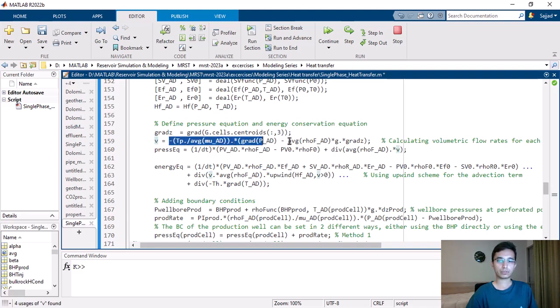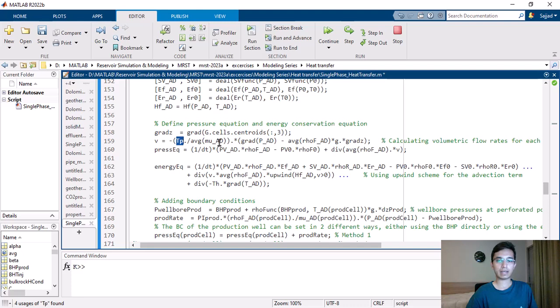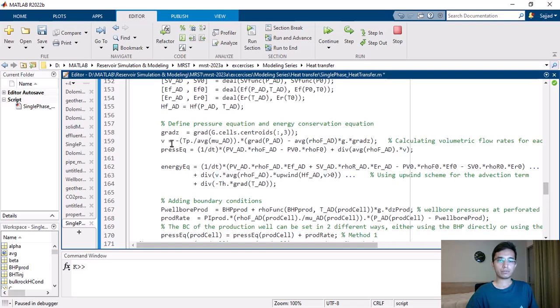So what you see here is Darcy's law, and this is the water transmissibility, which is divided by the water viscosity and multiplied by this potential term. And it will give us the volumetric flow rate. All right, so we use this volumetric flow rate for the advection term in the pressure equation, which is the mass conservation equation of water.